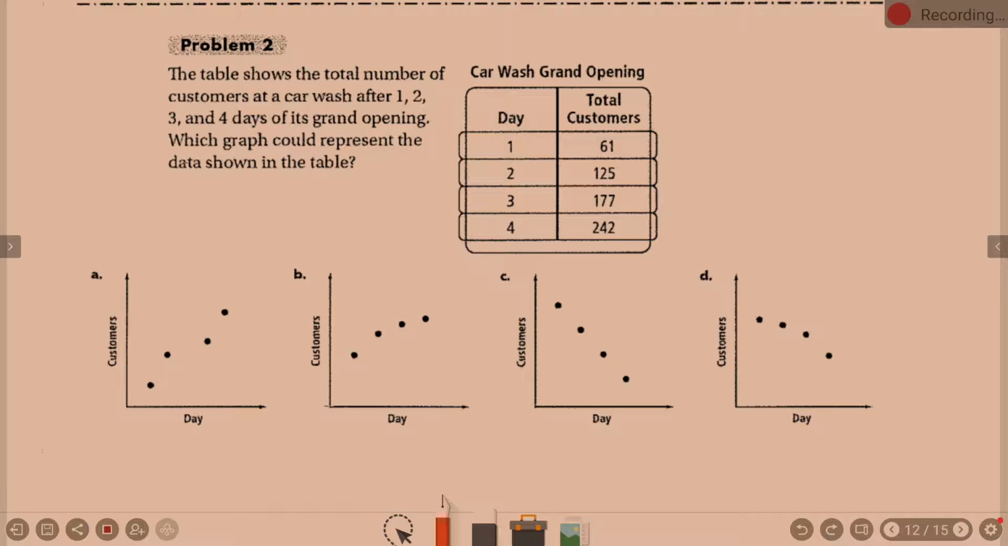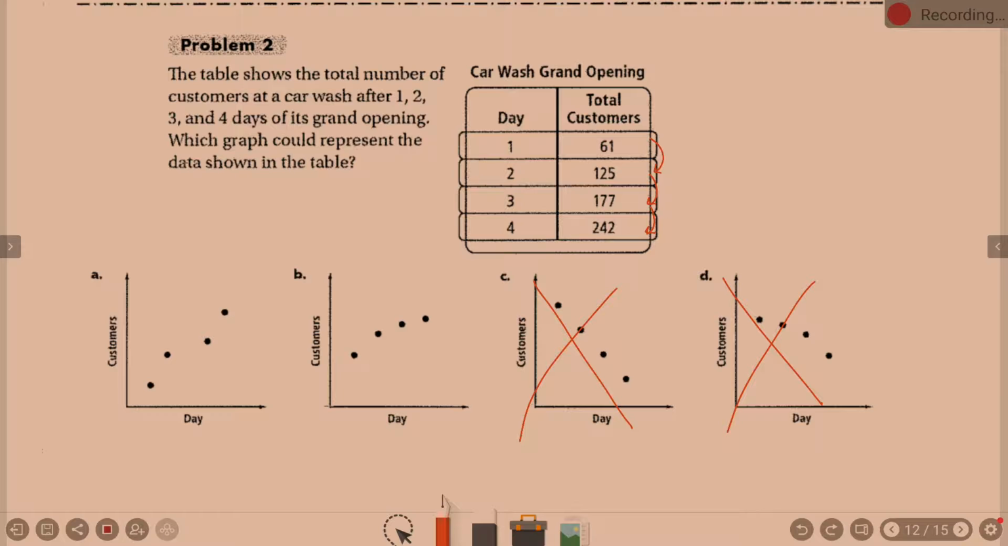Okay. I can agree that C and D are out because they are decreasing. And what are these numbers doing? They are definitely increasing, right? Yeah. And this is where it helps to look and see how much we are increasing by.